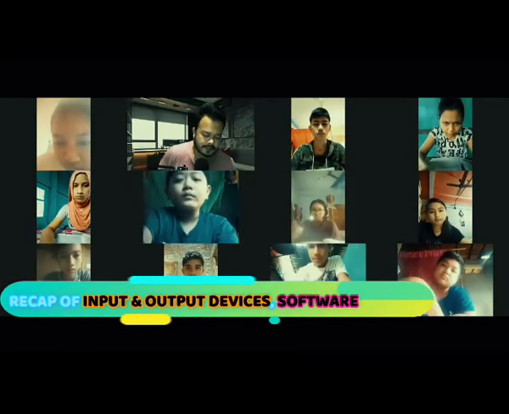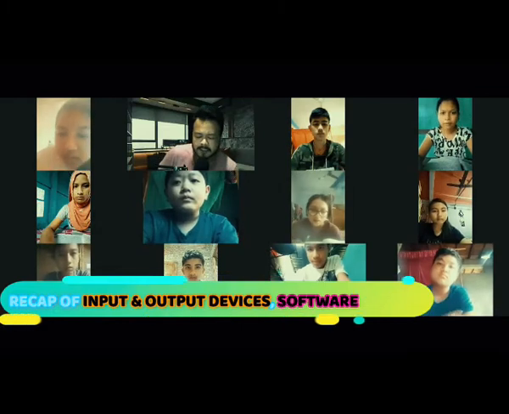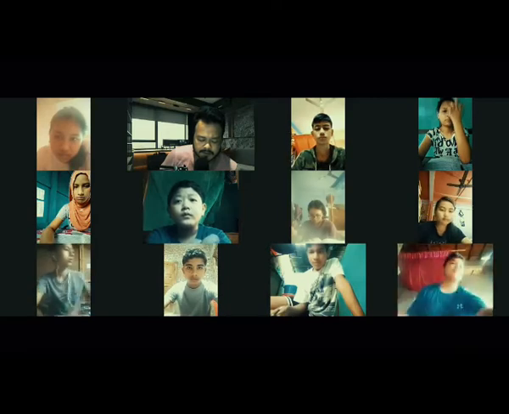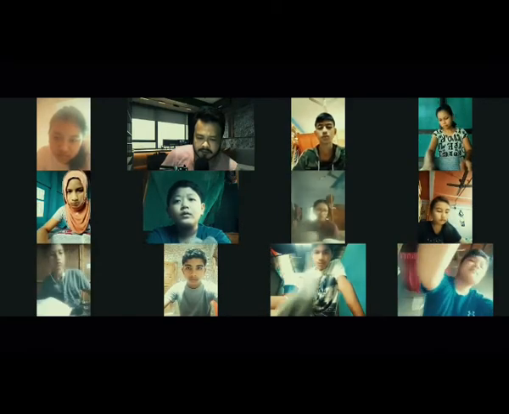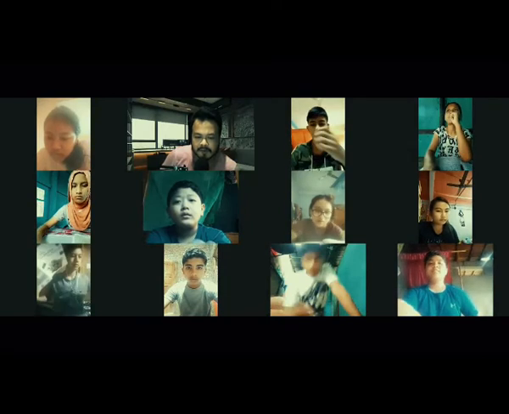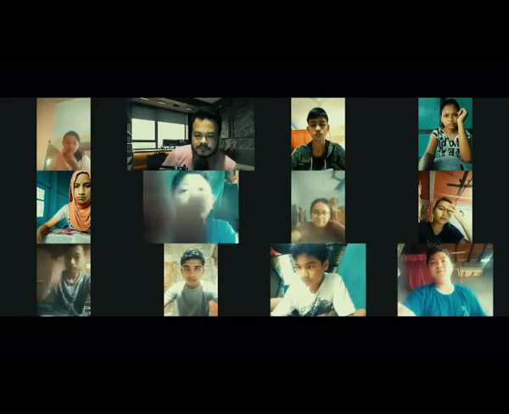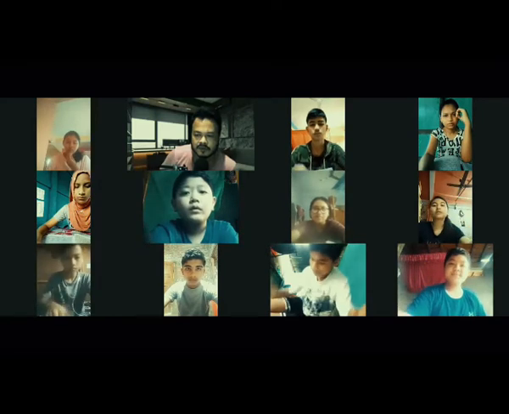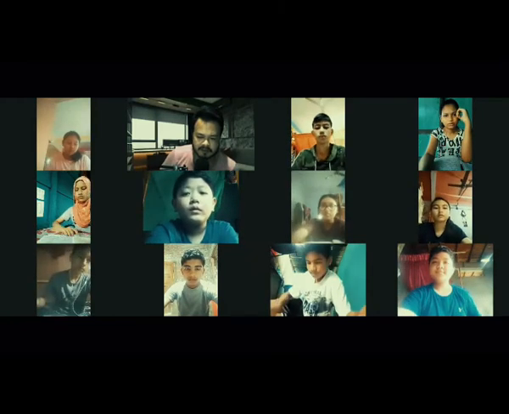In the previous class, we have learned some of the input devices, isn't it? So, how many types of input devices have you learned so far? Many. Seven. Can you name some of them? Smart card, keyboard, touch screen, barcode reader, OCR, barcode reader. And any other?